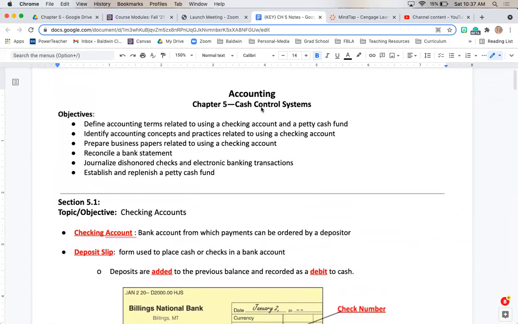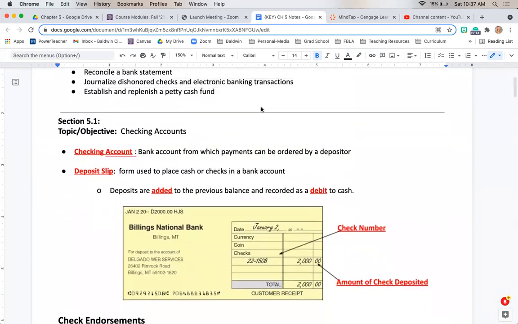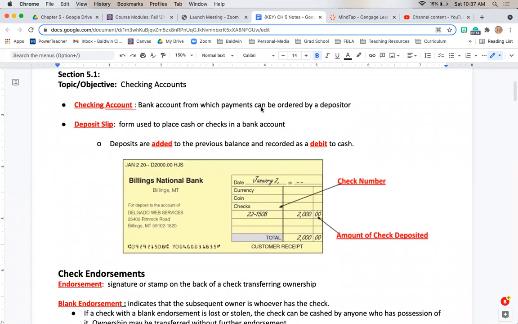Okay, chapter 5 is talking about cash control systems. 5.1 is all about checking accounts. So, a checking account is a bank account from which payments can be ordered by a depositor. Oftentimes, businesses will use what is called a deposit slip to place checks and cash into their business checking account.